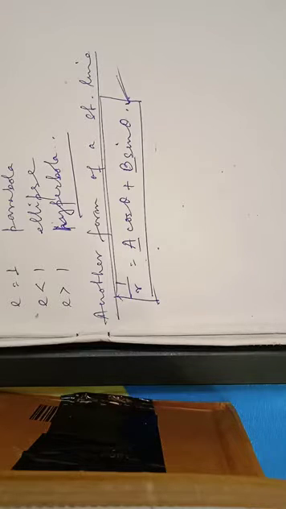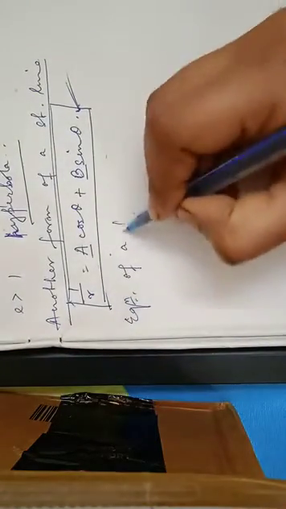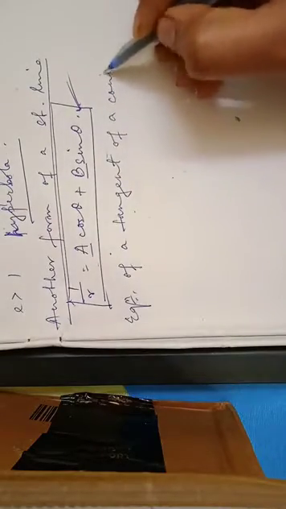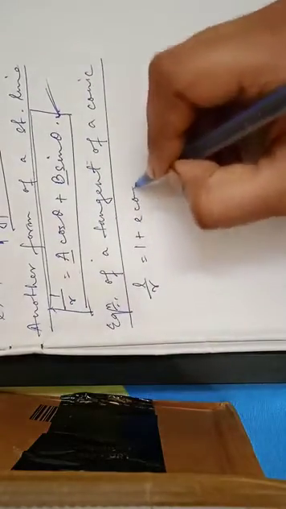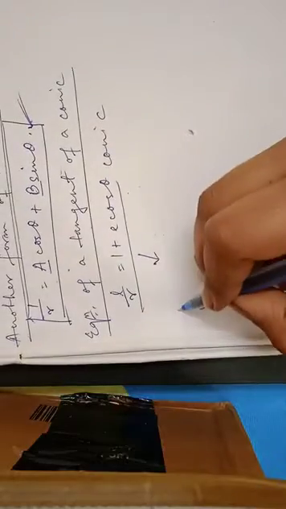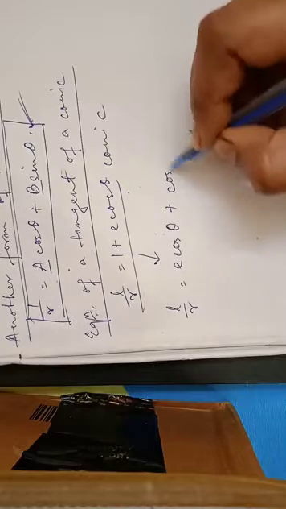Next one is equation of a tangent of a conic. Suppose the conic is l by r equals 1 plus e cos theta. Here the value of alpha is 0. This is our conic. Then its tangent's equation will be l by r equals e cos theta plus cos(theta minus alpha).